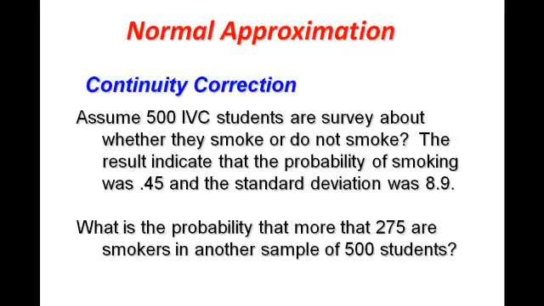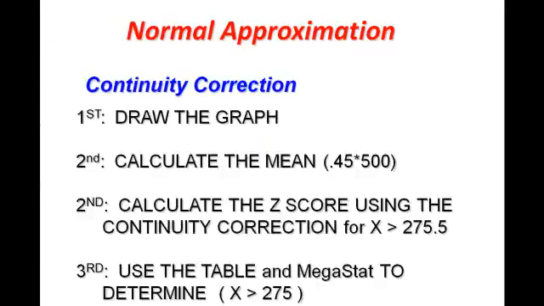Let me go ahead and go through this next slide. First thing you do is draw the graph. You calculate the mean, which is 0.45 times 500, and that should be 225. Then, well, that should say third, and that should say fourth, you'd need to calculate the z-score using the continuity correction. Since you're being asked the probability of greater than 275, you would have to start with an x value of 275.5. Now, after you've done that, you could calculate your z.